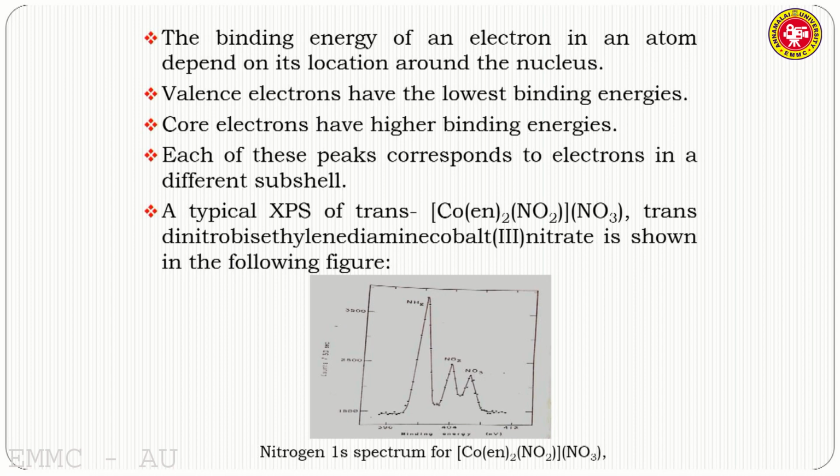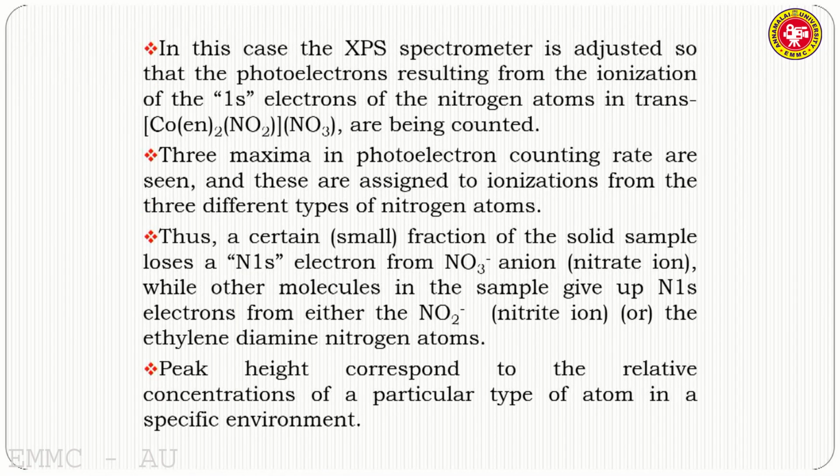Another example, an inorganic complex, is trans-trinitro bis(ethylenediamine) cobalt(III) nitrate. This PES spectrum is given here. Three different peaks are obtained. One is due to the nitrate ion, another to nitrite, and another to the ethylenediamine nitrogen atoms. In this case, the XPS spectrometer is adjusted so that the photoelectrons resulting from ionization of the 1s electron of the nitrogen atom are detected. This is a trans complex.